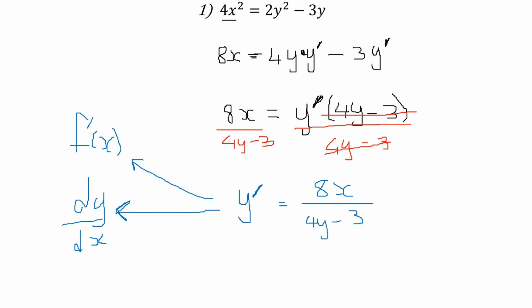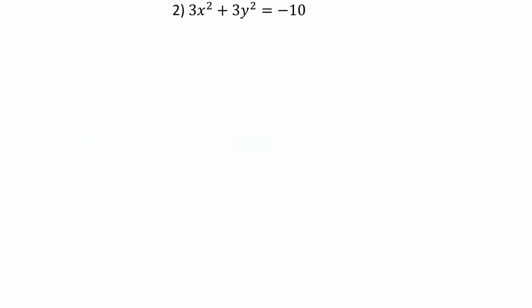Sometimes, as I said earlier, it may not be possible to really make y the subject of the formula. So in a case like that, you just have to go the road of differentiating implicitly. Good. Let's go on to the next example. So here we have example number 2: 3x squared plus 3y squared is equal to negative 10.